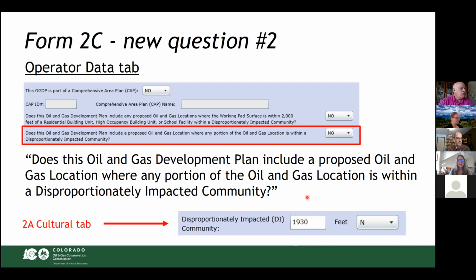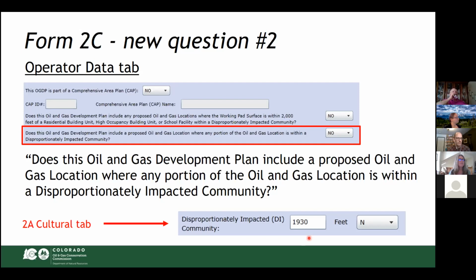If this number is 0, that means your location is within the disproportionately impacted community, and you would select yes for the answer to this dropdown. If your disproportionately impacted community distance number on the Form 2A approaches 0, say it's 10 feet, you're going to need to look at the greater area of your location to determine if any of the location is indeed within a disproportionately impacted community.